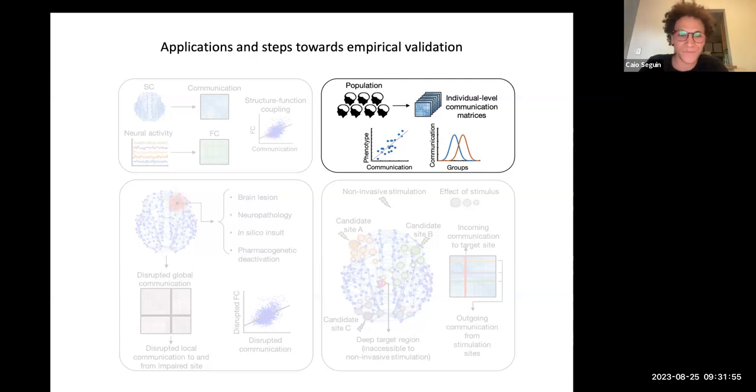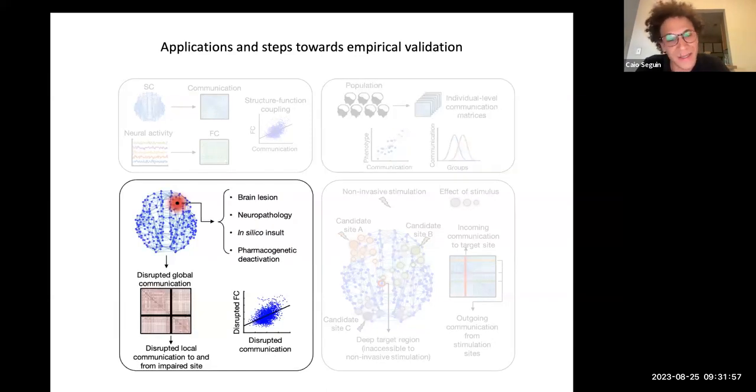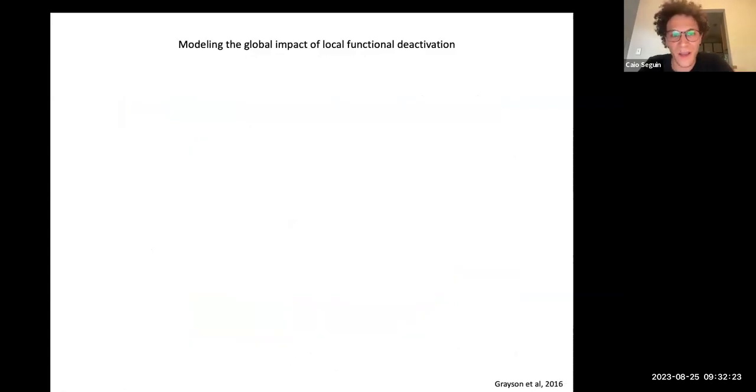So one is this idea that you can map how a disruption to your structural connectivity matrix is going to impact the function of the system. So here a disruption could be a brain lesion, could be neuropathology, could be anything. So now you get a matrix of disrupted communication, and you can see if this correlates with some measure of function. I'm going to talk about a really cool paper that did this, that I really like.